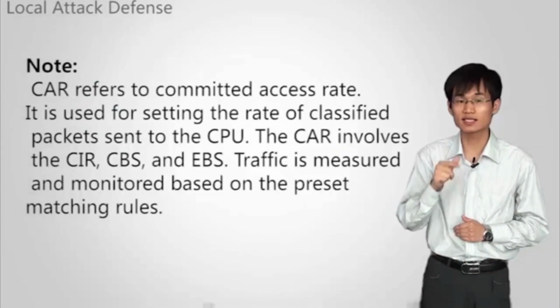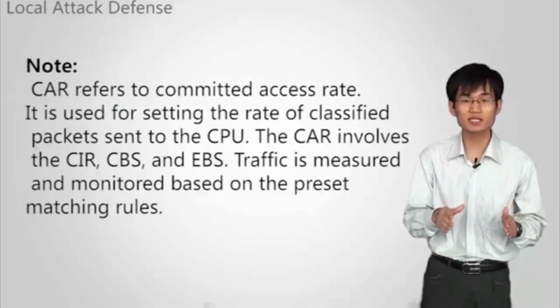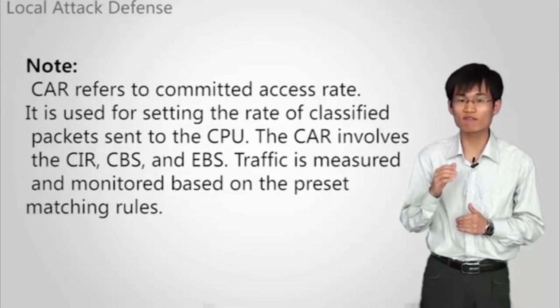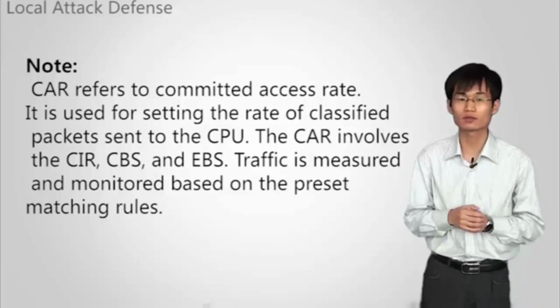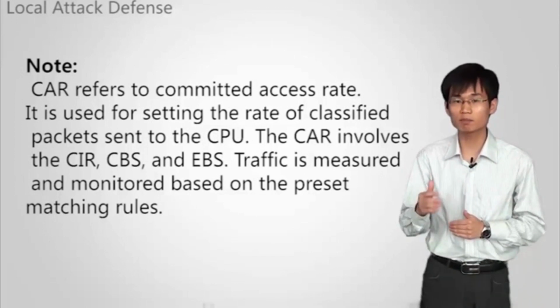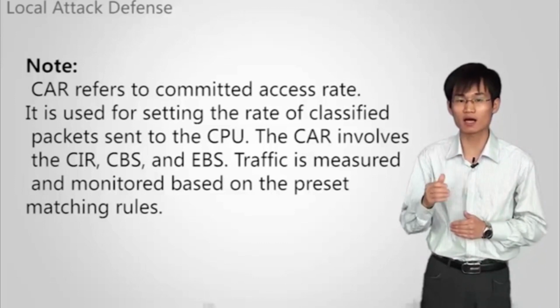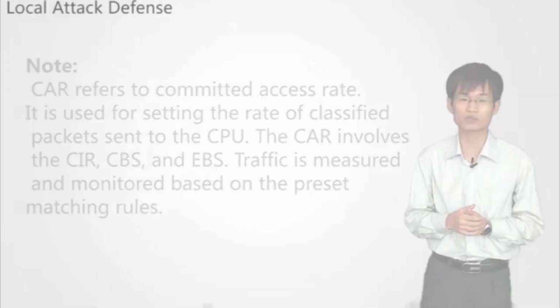Please note the CAR refers to committed access rate. It is used for setting the rate of classified packets sent to the CPU. The CAR involves the CIR, CBS, and EBS. Traffic is measured and monitored based on the preset matching rules. You can define the blacklist using the ACL. The CAR is used to set the rate of classified packets sent to the CPU.